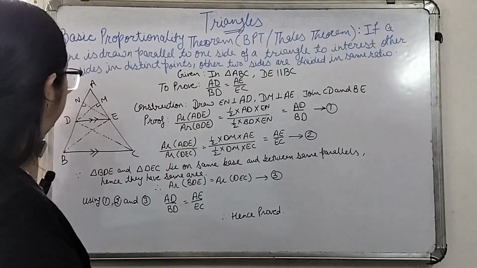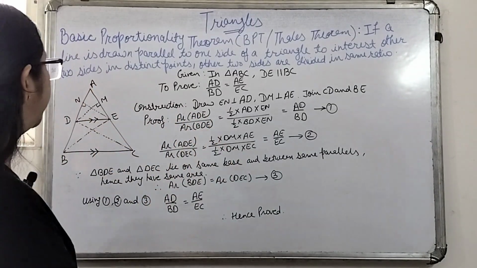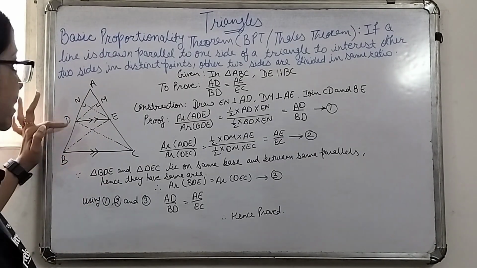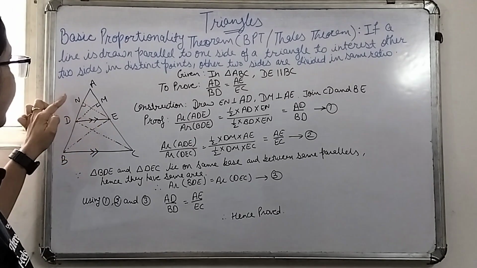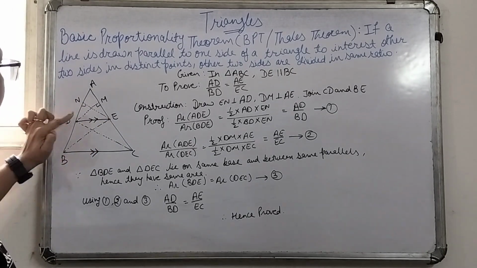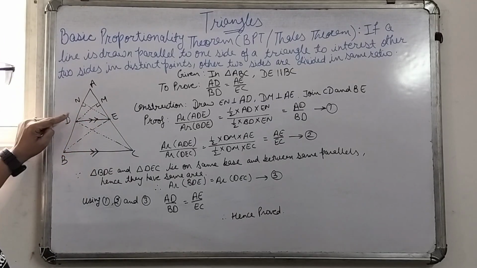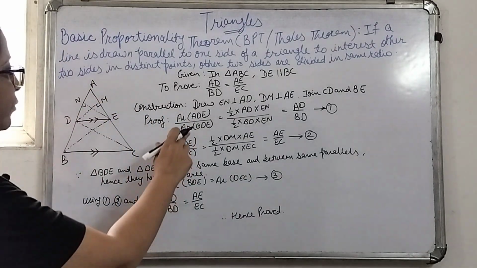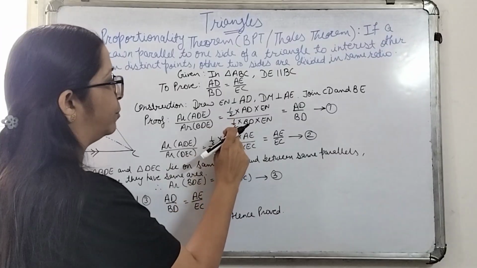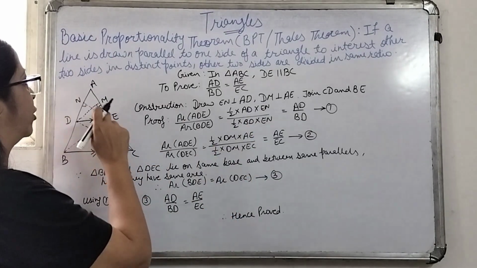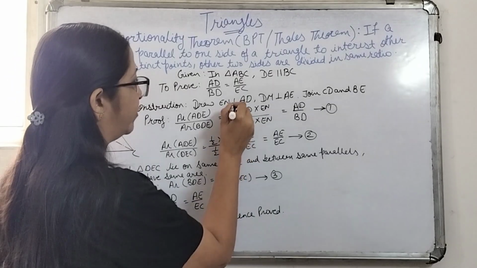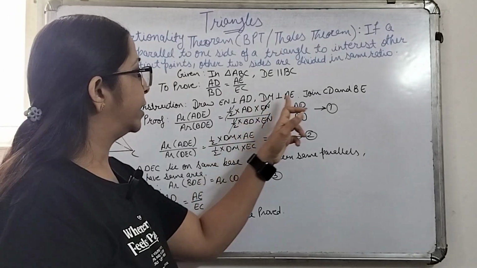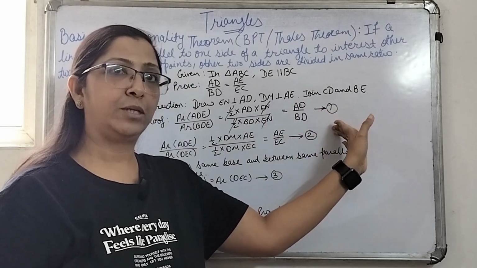Now we have taken the area of triangle ADE. Now we will be taking the area of BDE. In this triangle, BD is the base and EN is again the height. So the area will be 1 upon 2 into BD into EN. Taking the ratio of area of triangle ADE to area of triangle BDE, 1 upon 2 will cancel, EN and EN will cancel. So it will be AD over BD. Suppose this is equation number 1.